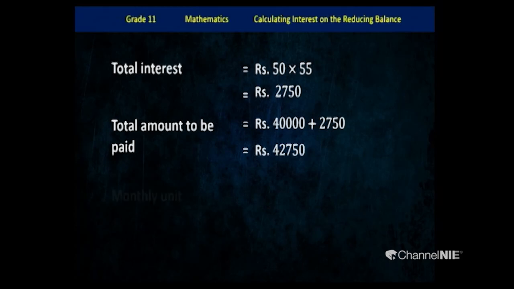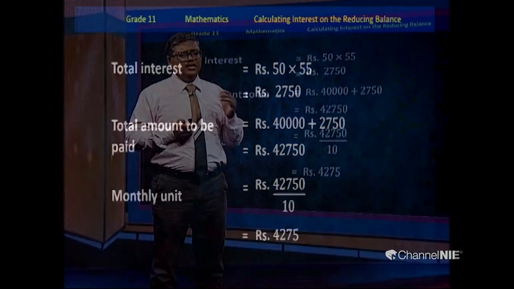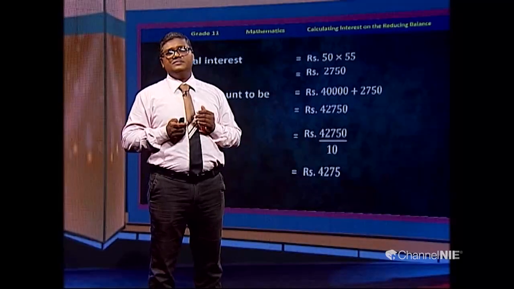Why do you divide by 10? In the question they say you have to pay this in 10 equal monthly installments. Then the answer is 4,275. Per month you have to pay 4,275 rupees. Okay? Now we will go to the next slide.